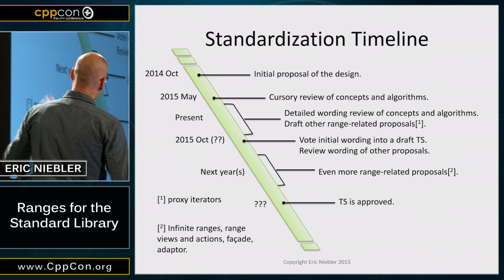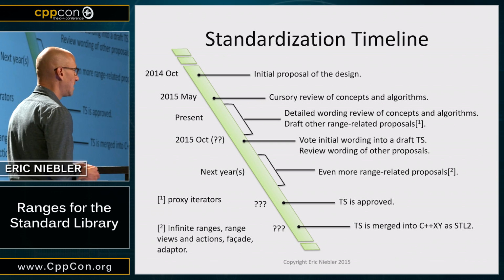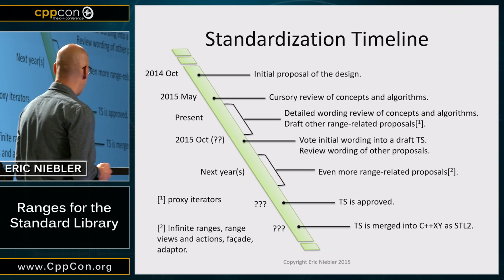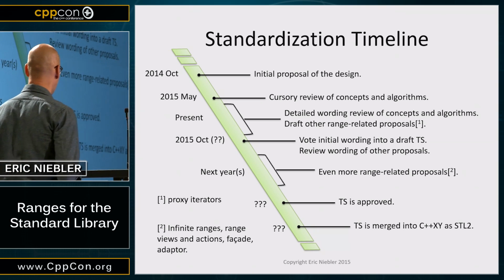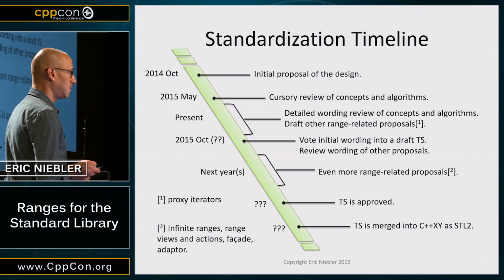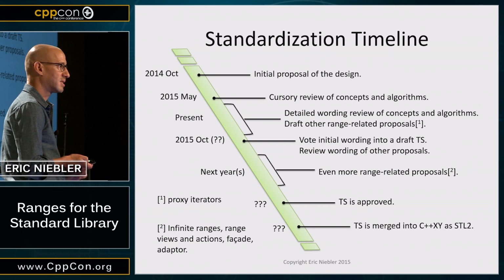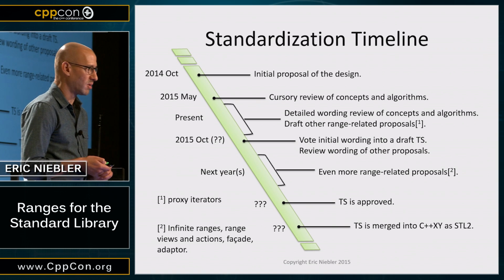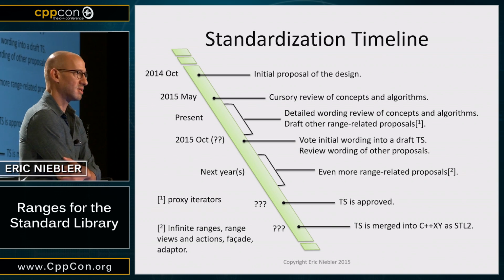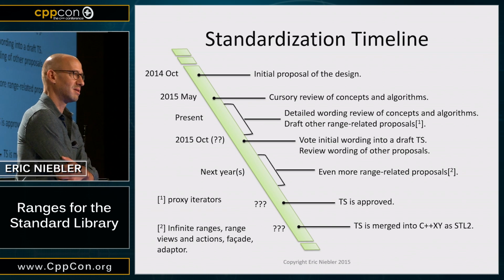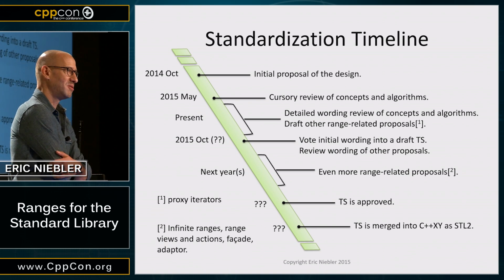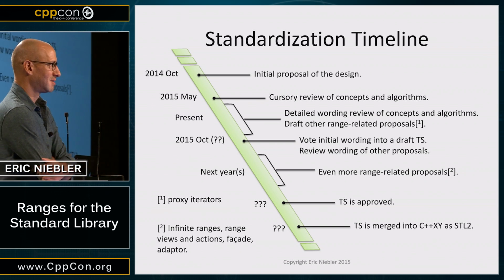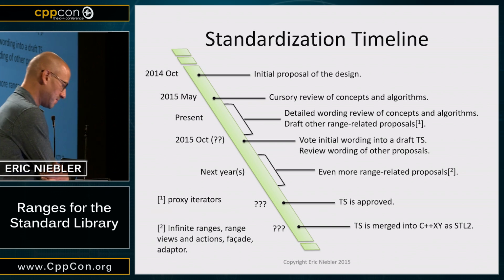At some point, the TS will be approved, and it'll start showing up, and platform vendors will start shipping it. And then at some point, that TS is merged into C++ XY, and it'll become STL2. So that's the idea. Maybe you guys weren't aware that we were actually working on STL2. That's what this is, I think. So if you guys have pet peeves about the current STL, you can send them to me. I'll try to integrate them and see what we can do.